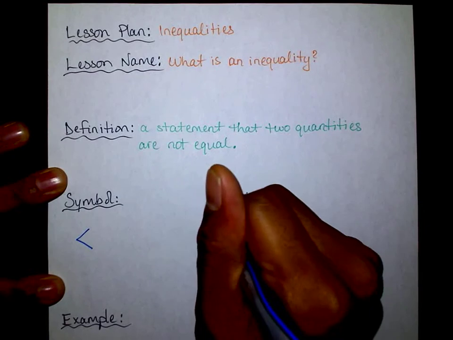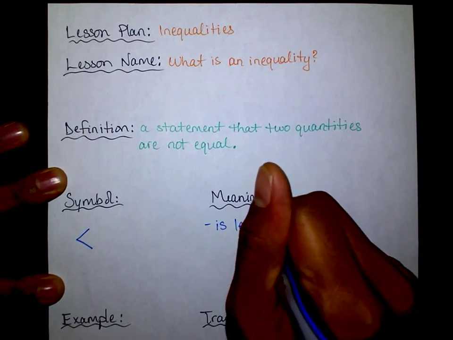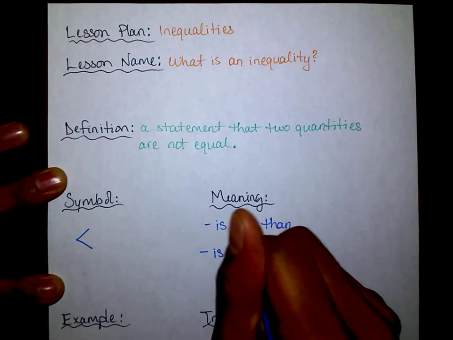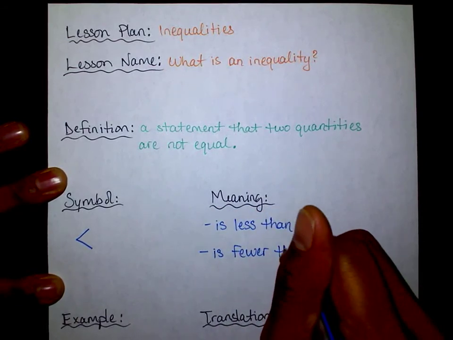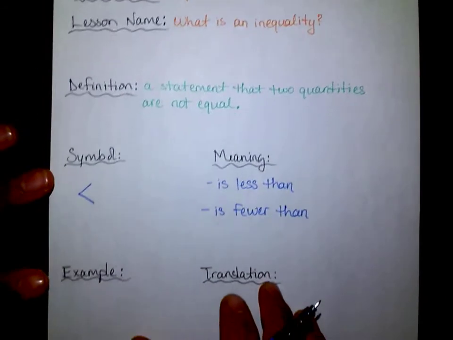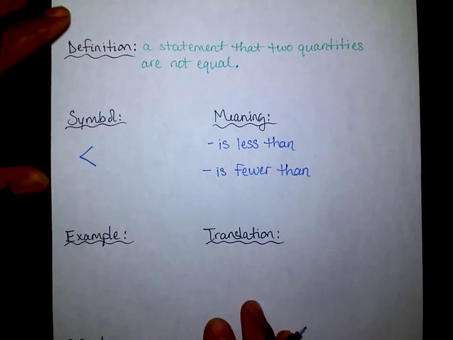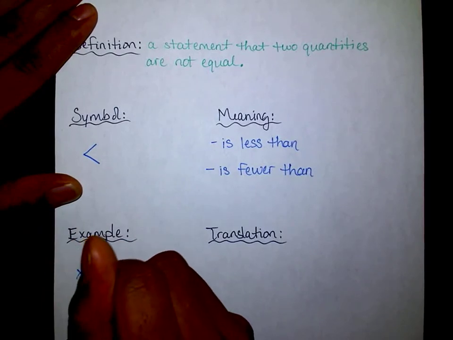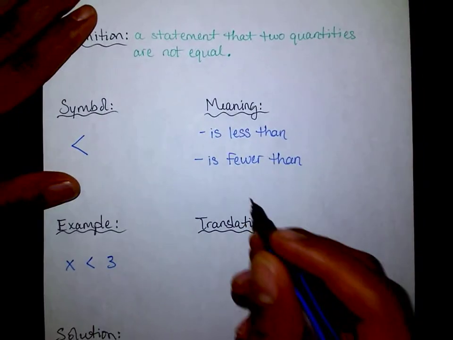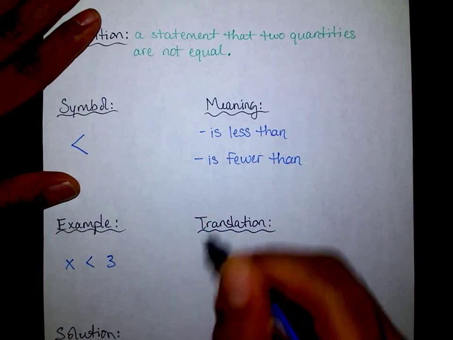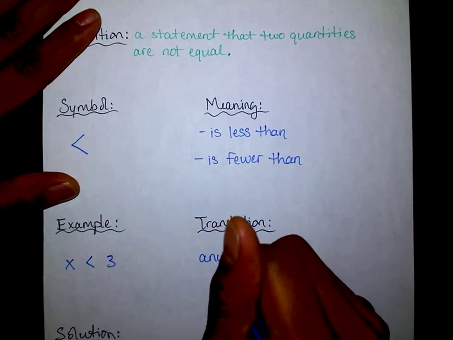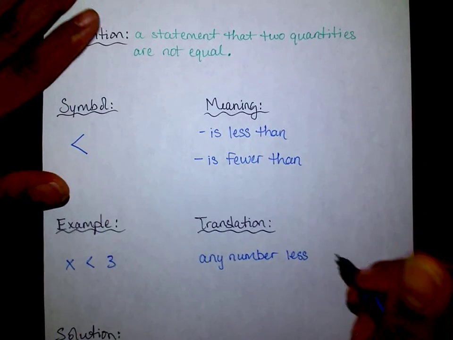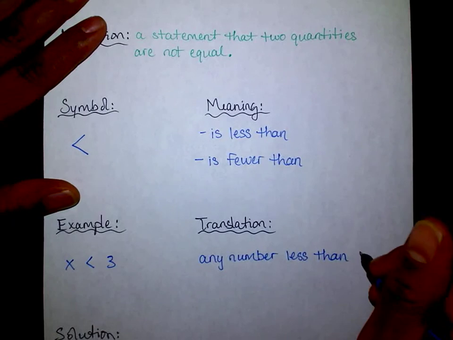And the meaning of this symbol is less than or is fewer than. Now, an example of this would be, and the translation for this would read, you would just say any number less than 3.